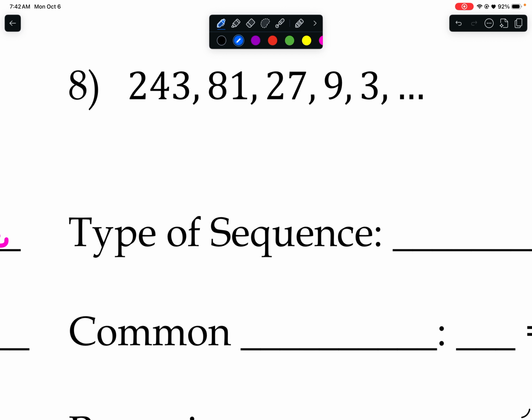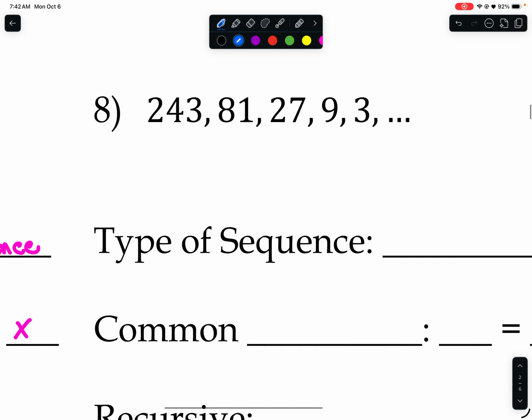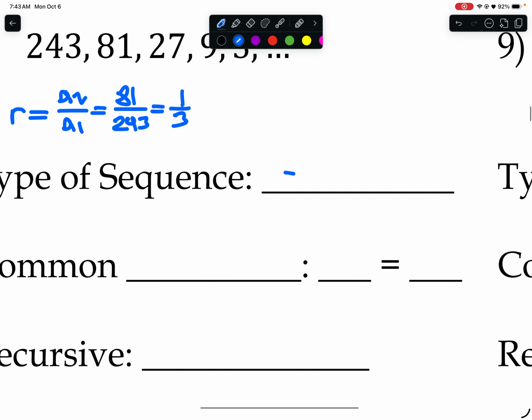So looking at the next one. Now we're looking at 243 to 81 to 27 to 9 to 3. This is getting pretty small pretty quick. So when I see a drastic change like that, that usually tells me it's going to be geometric. If your change isn't as obvious as you want it to be, you can look for your common ratio by simplifying the ratio of your second term over your first term. So this would be 81 over 243, which when you divide and simplify, you're actually going to get 1/3. So this is going to be geometric.